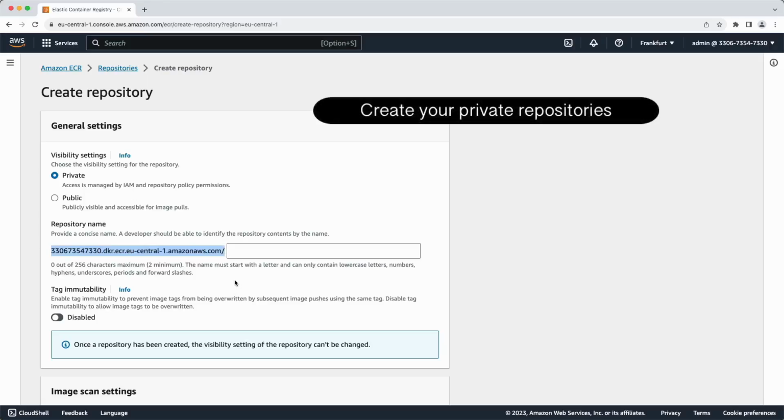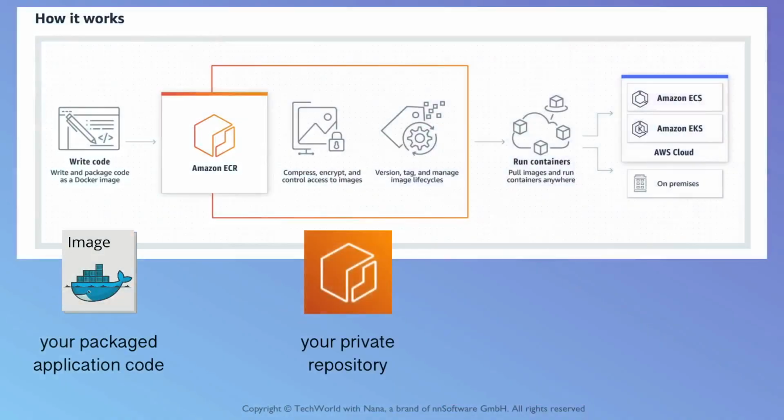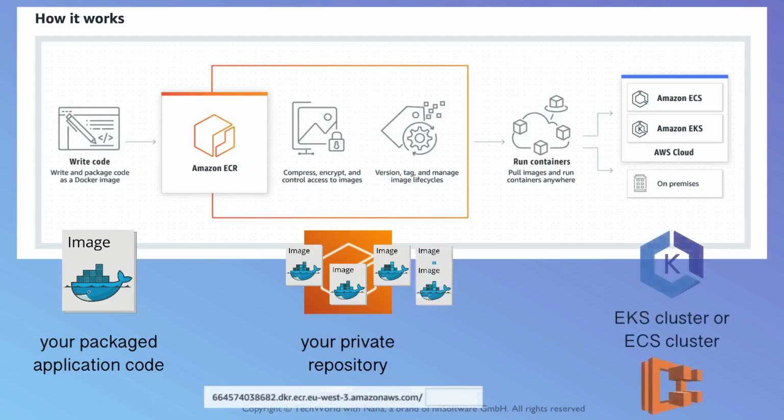You basically create your private repositories for your different application images or Docker images, and you can start pushing different versions or different tags of that image to those registries. And then, of course, use that endpoint to download the images from the cluster.